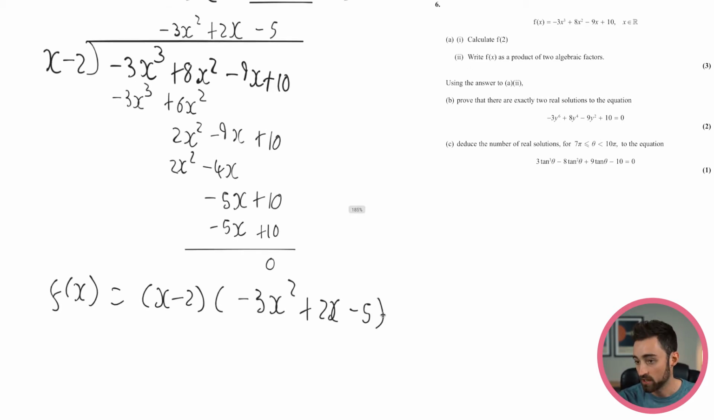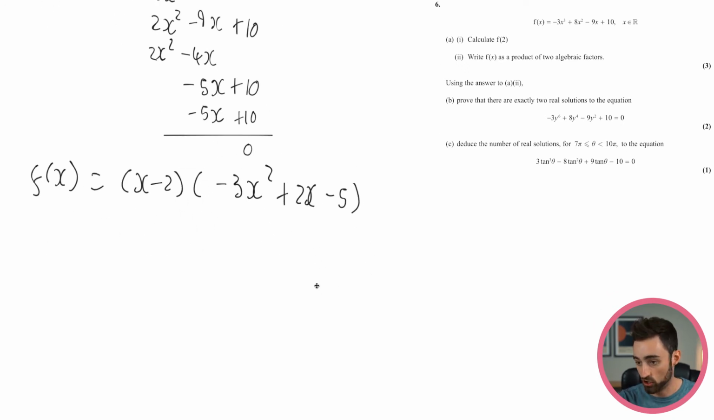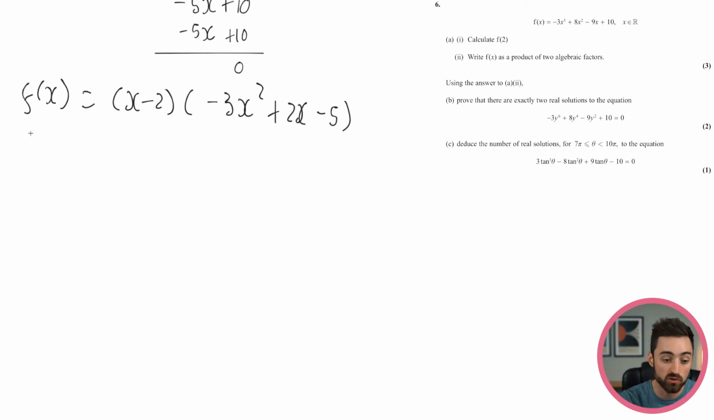Fantastic. Okay. Using your answer to part A2, prove that there are exactly two real solutions to the equation, that thing there. What is this equation? Minus 3y to the 6 plus 8y to the 4 minus 9y squared plus 10 equals 0. Can we see any similarities with what we have here and our original f of x? Well, we can, right? Because if you look at this, all of these numbers in front are the same. The only difference is the power of this variable.